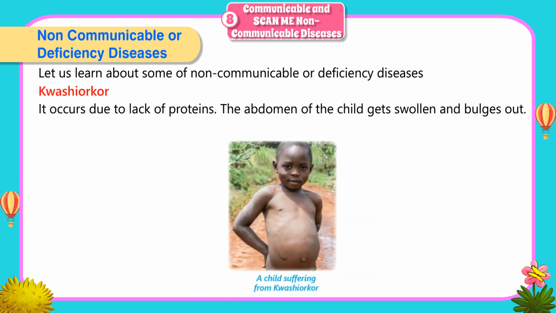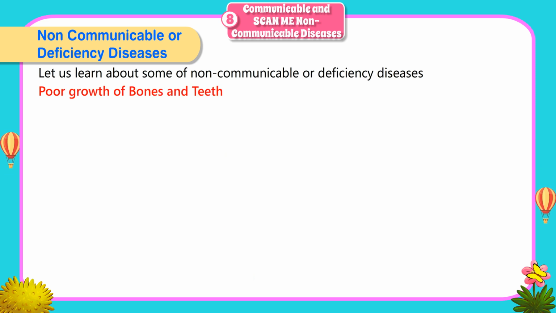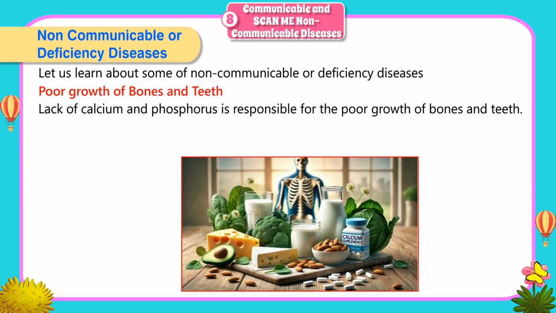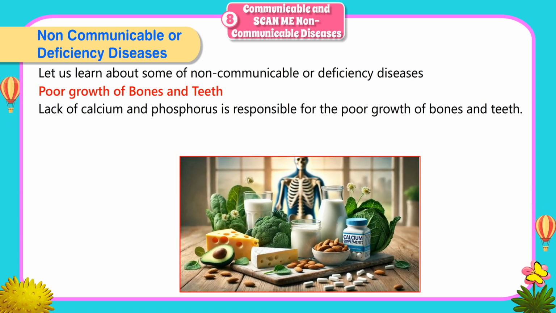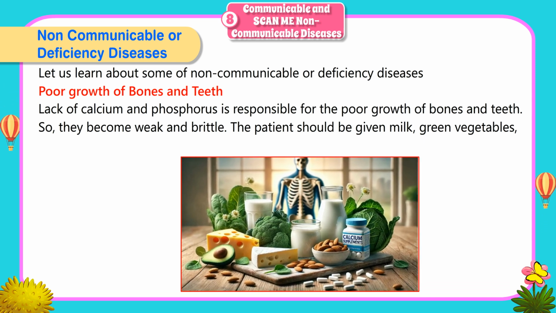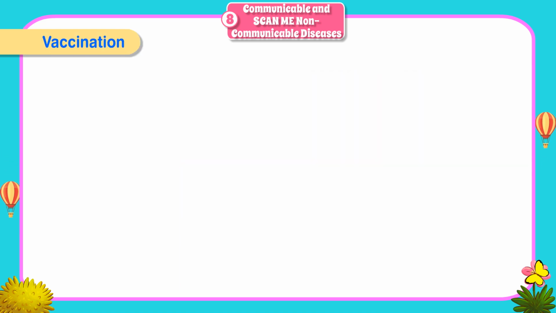Kwashiorkor. It occurs due to lack of proteins. The abdomen of the child gets swollen and bulges out. His/her legs become thin. He/she should be given eggs, fish, meat, cereals, pulses, etc. Poor growth of bones and teeth. Lack of calcium and phosphorus is responsible for the poor growth of bones and teeth. So, they become weak and brittle. The patient should be given milk, green vegetables, meat, fish, nuts, pulses, etc.